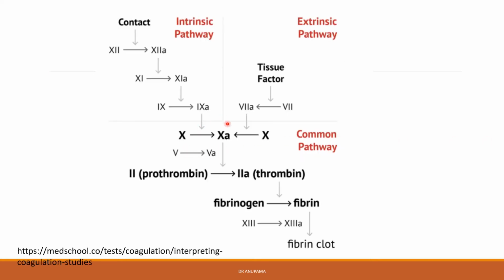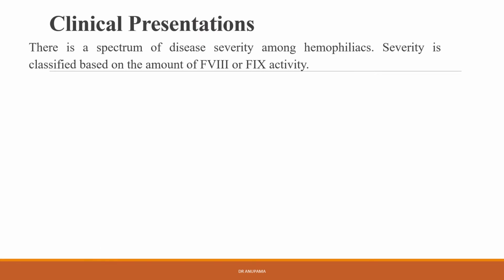If factor 10A is not formed, it cannot activate prothrombin to thrombin, and then thrombin cannot convert fibrinogen to fibrin to result in a fibrin clot. If this is not there, then the fibrin clot will be affected.